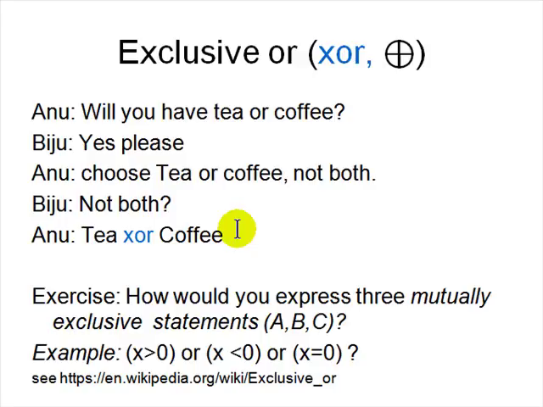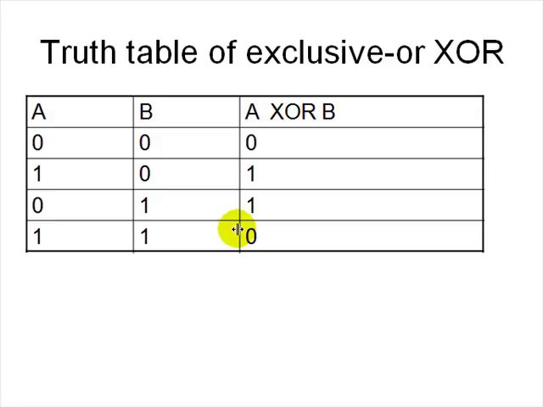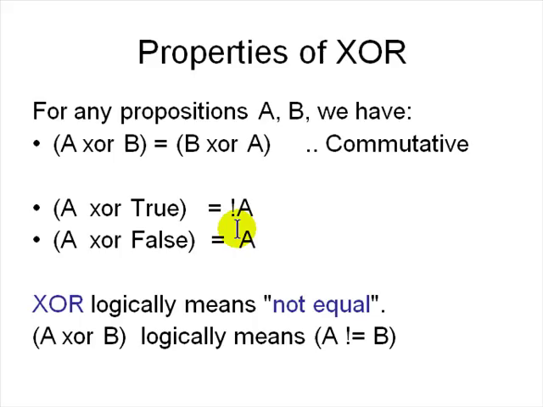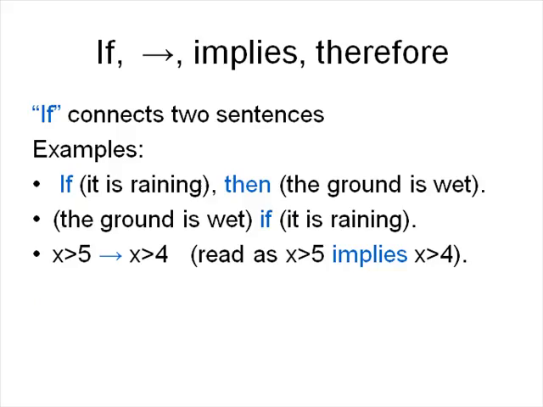Okay? And the truth table of XOR is: A and B are not equal. If A is 1 or B is 1, but not both, then A XOR B is 1. Otherwise, it is 0. And what are the properties of XOR? It is commutative. A XOR true is not A, and A XOR false is A. So in this case XOR means not equal to. A XOR B is the same as A not equal to B. So one is true, one is false for the whole statement to be true.